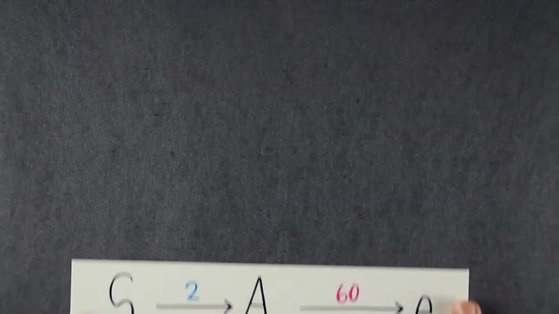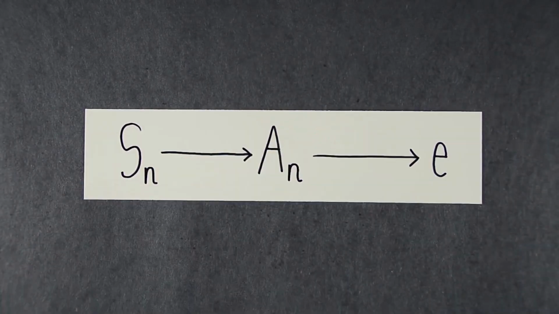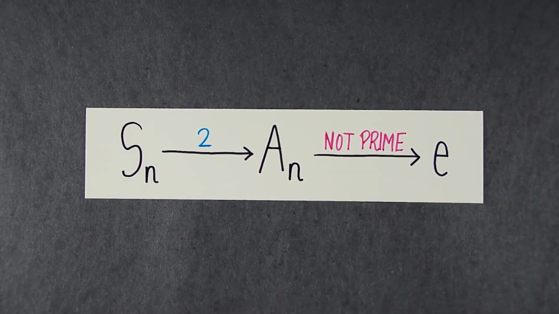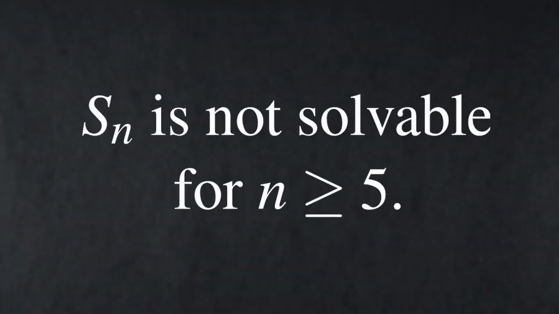No general formula. In fact, you can prove that for n equals 5 and up, the situation always happens. You always get 2 at the start, but the number you have after is never prime. So that's why for degree 5 and up, there's no general formula. Sn is not solvable for n greater than or equal to 5.